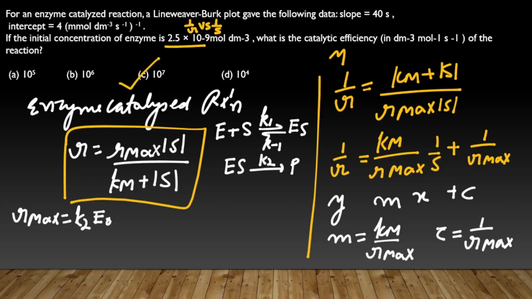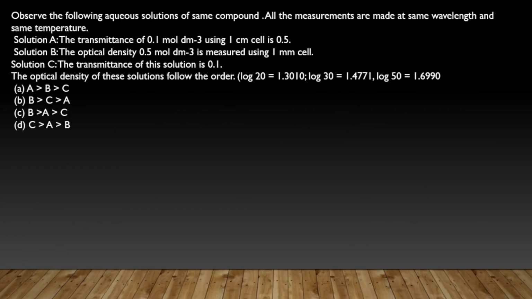Okay. Next one is this question. It says, observe the following aqueous solutions of the same compound. All the measurements are made at the same wavelength and at the same temperature. For the three solutions A, B and C, different data have been provided to us. The optical density of these solutions follows the order. Optical density, it means they are talking about the absorbance. This is the absorbance value.